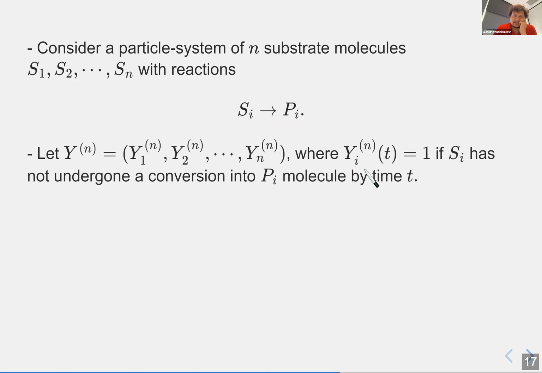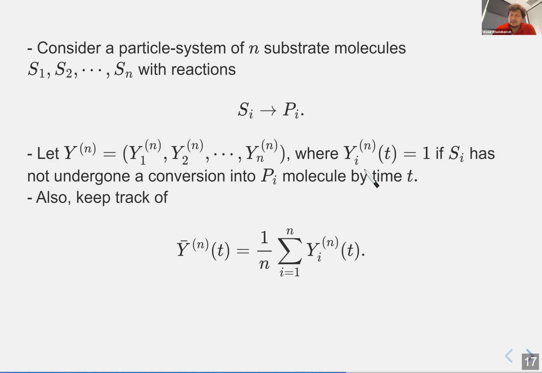And what I'm going to do is, now here's the interacting particle system. Consider n stochastic processes, the behavior of which will depend on n. So Y_i^n(t) is 1 if the ith substrate molecule has not undergone a conversion into a P molecule by time t. So it starts at 1, stays at 1 for a while, and as soon as the ith reaction has fired, it converts to 0. So it's an extremely simple interacting particle system.